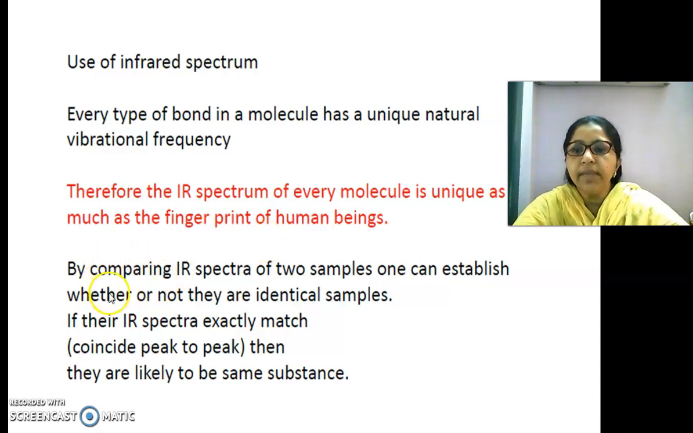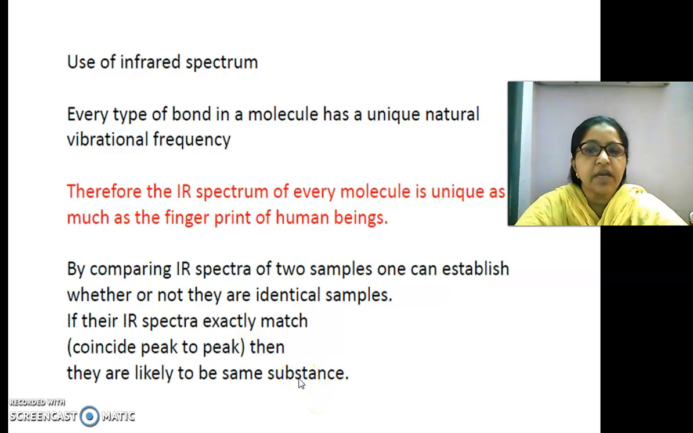By comparing IR spectra of two samples, one can establish whether or not they are identical samples. We can very easily identify whether the samples are the same or different. If their IR spectra exactly match, then they are likely to be the same substance. If the IR spectra are almost coinciding, with the peaks in the same locations, then they are the same substance, the same molecule.